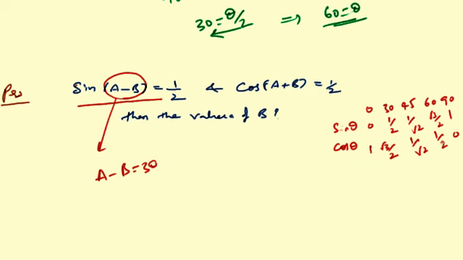So cos is 1 by 2. When cos is 1 by 2, friends, at 60 degrees. So from this I can clearly say that A plus B is equal to 60 degrees. So by solving these two equations, what I take here: A plus B is equal to 60 degrees.